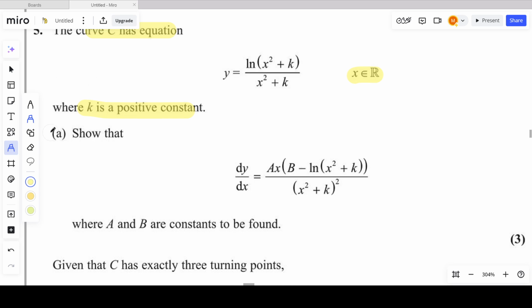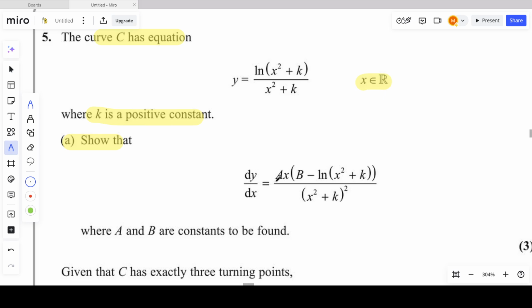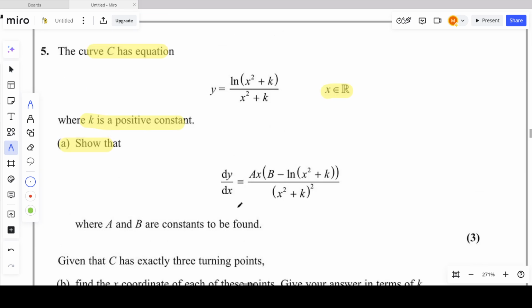So in part A, we need to show that the derivative of y can be written like this. That means we need to differentiate the equation of curve C. If you see the equation of curve C, you can understand that it is in fraction form. That means one algebraic term is divided by the other in the denominator. So for differentiating the curve C, we need to use the quotient rule.